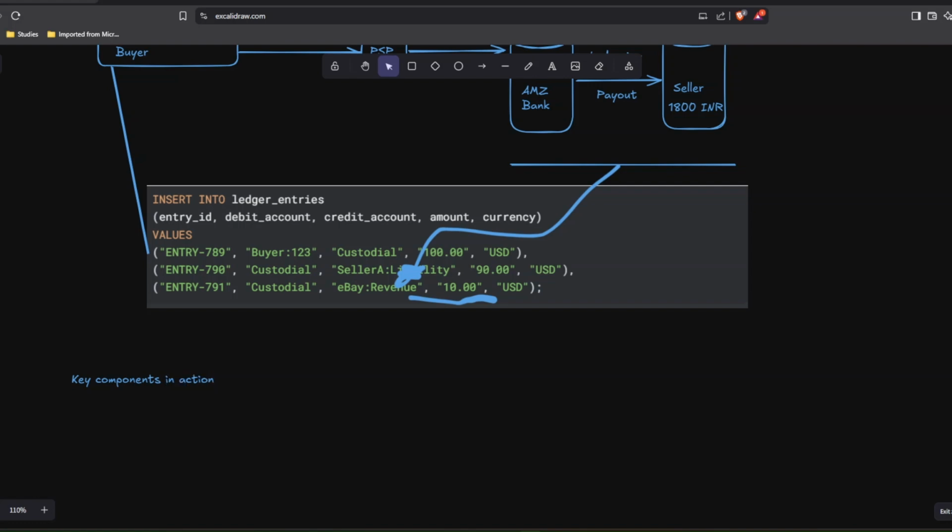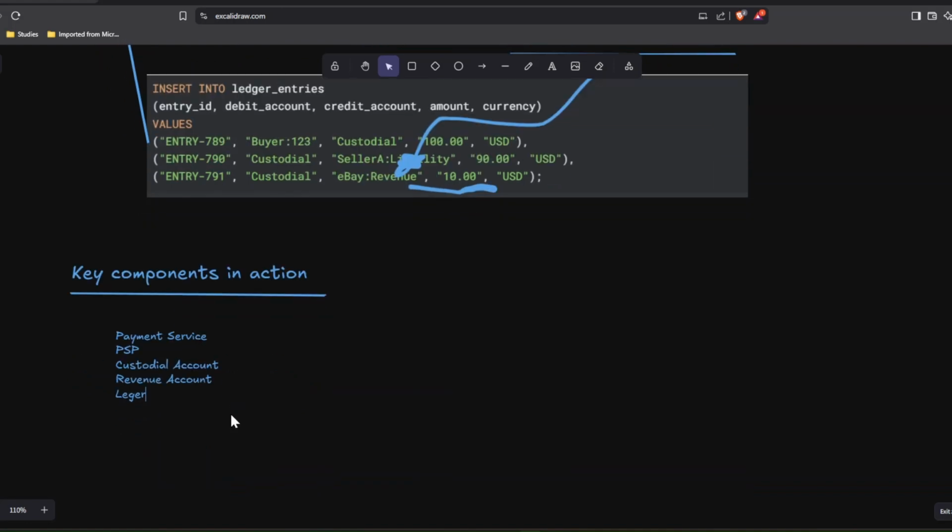So what are the key components in action? If I have to just list all these things, there is payment service, there is PSP. Payment service is something that we are designing, and then there is custodial account, revenue account, and ledger. All these concepts are very, very important.